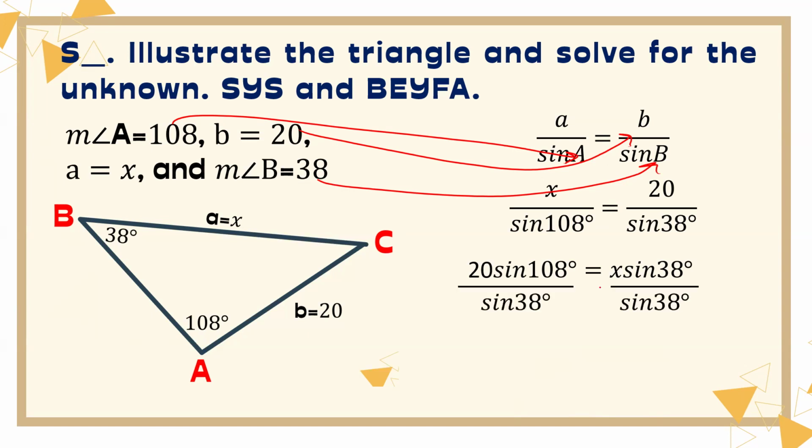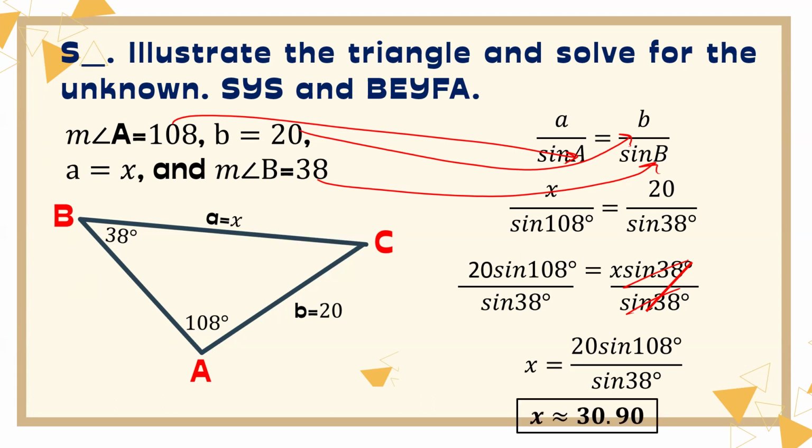So dividing both sides by sine 38, we cancel sine 38. So we have x left on one side. So that's 20 sine 108 degrees over sine 38. Everybody, please get your calculators and solve for the value of x. What is the value of x for this particular problem? Okay, so x, if you use your calculator properly, x would be approximately 30.90, right? So the length of side a is approximately 30.90.